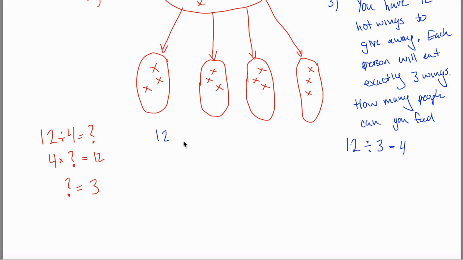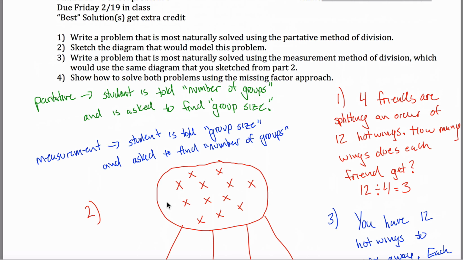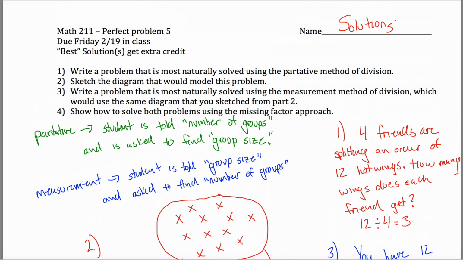Whereas on the blue problem, I would say, well, I was trying to figure out what 12 divided by 3 was equal to. And the way I figured that out is I said 3 times something gives me the 12. What is that something? Oh, that something must be equal to 4. So here's my solution for number 3. And here is my solution for number 1. And I think I've answered all the questions I was asked to, so I guess that ends the solutions here.